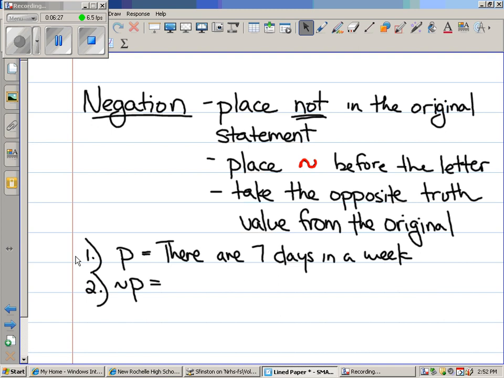Can somebody give me the negation actually in words? Yeah, it's that easy. There are not 7 days. Let's write it in. There are not 7 days in a week.